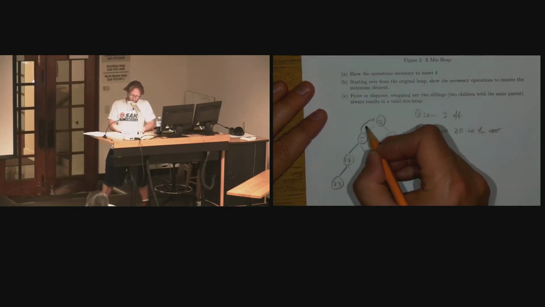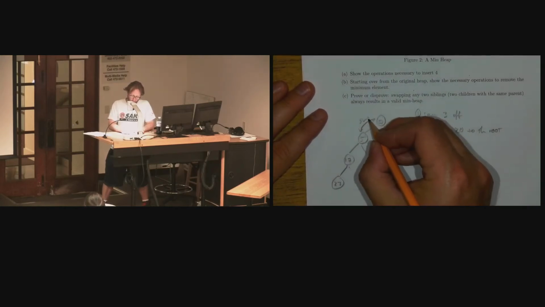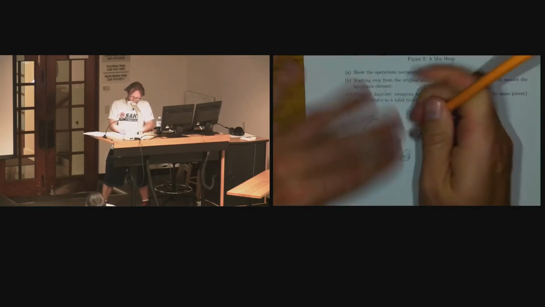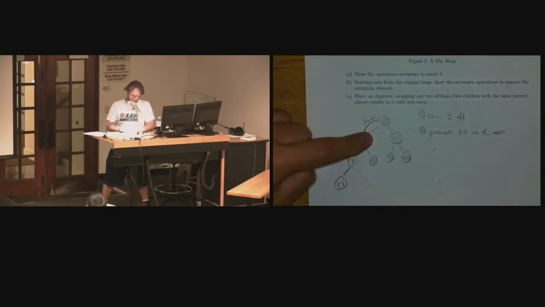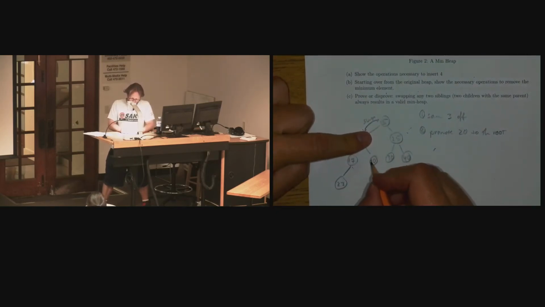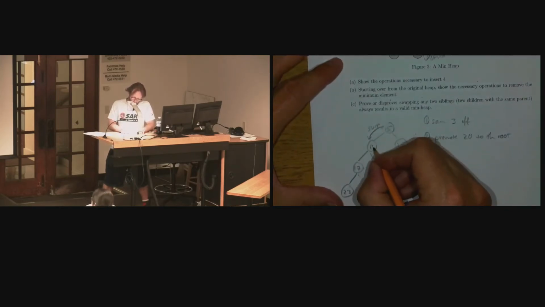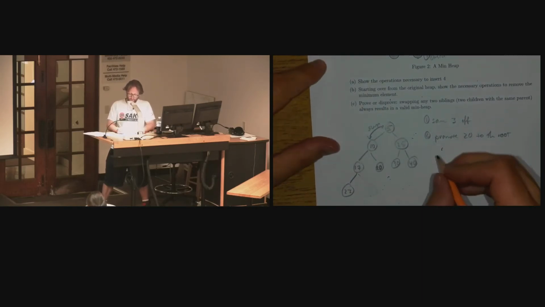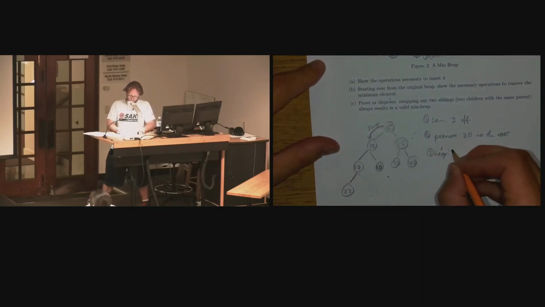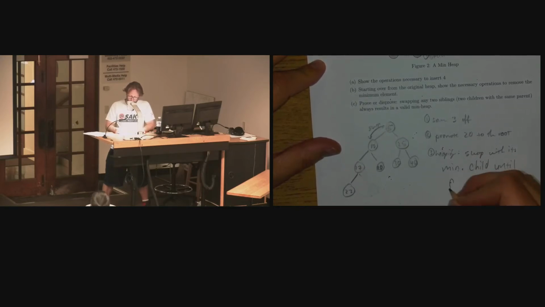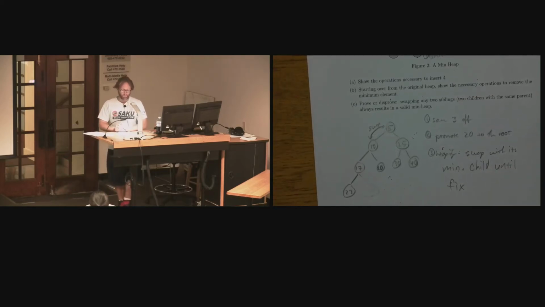The minimum, right? So swap. 20 is now here, and 5 is now up here. 20 is here. We swap it with the minimum, and 20 ends up down here, and 10 ends up here. Okay? Then you heapify, swap with its minimum child until fixed. Fix heap, whatever you want to call it.